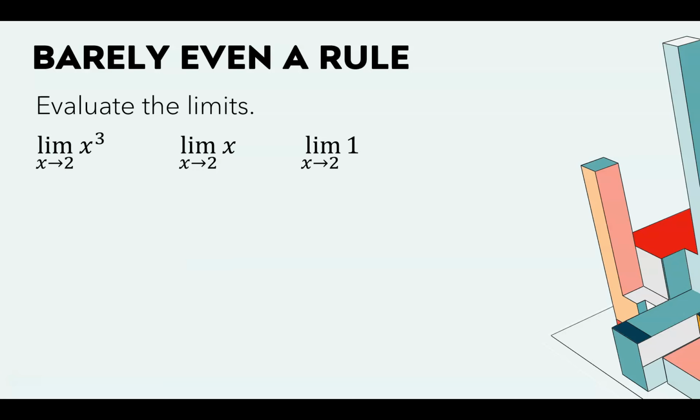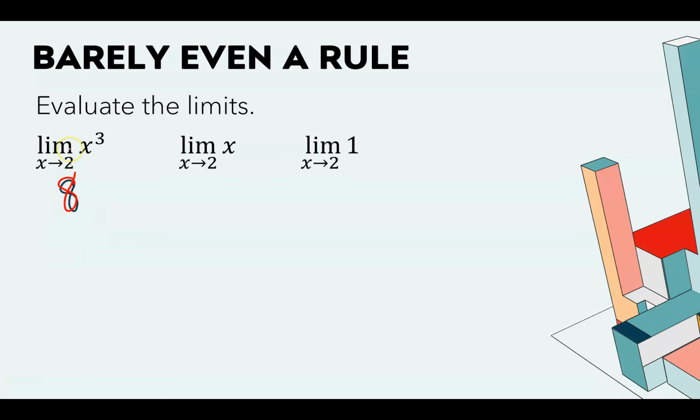Okay, so the first thing I'm going to show you is barely even a rule. The limit as x approaches 2 of x cubed. Well, we're not going to do a graphic limit. We're not going to do a numeric limit. We're going to kind of pretend. What you should know is, 2.1, 2.01, 1.9, 1.99. When we cube those numbers, we're going to get numbers closer and closer to whatever 2 cubed is. So we're just going to call this 8.